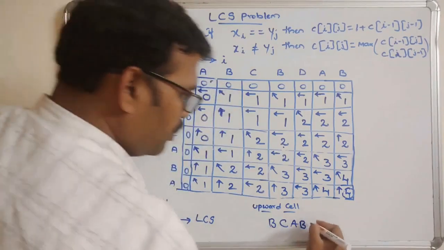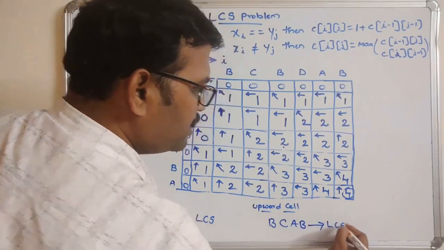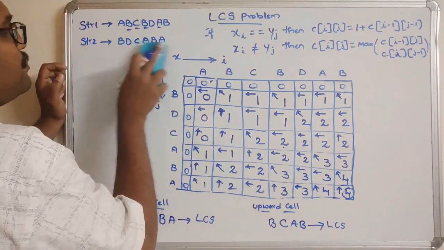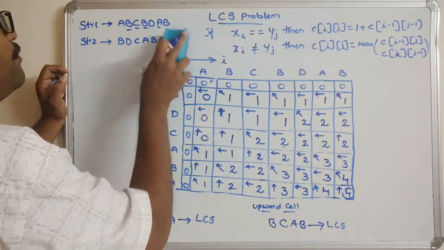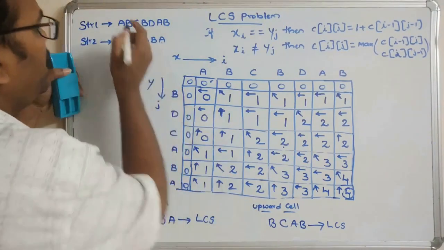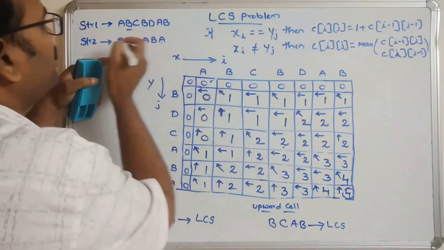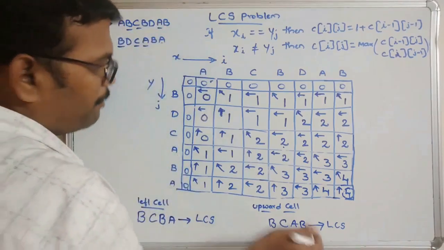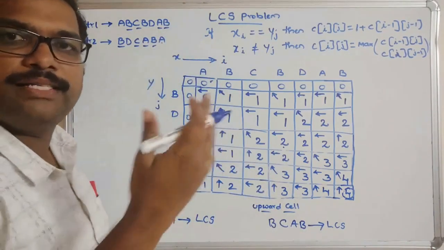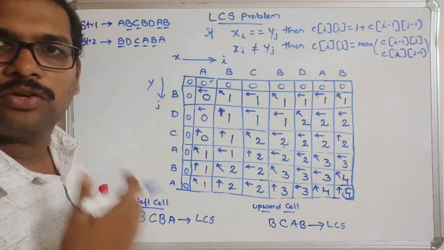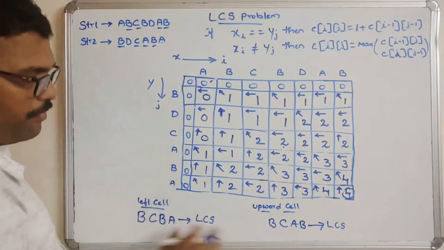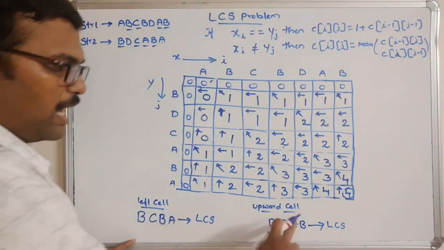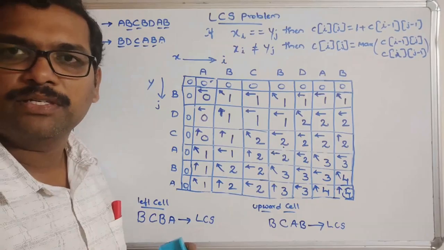So this is also the longest common subsequence. How can we check? We can check the same thing in the strings. First B, yes, followed by C, yes, followed by A, yes, followed by B, yes. So the order is same here also. Here also the order is same. So B followed by C, C followed by A, followed by B. So both are the longest common subsequences.